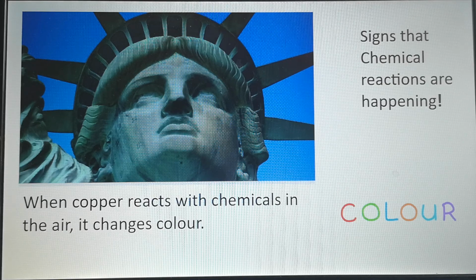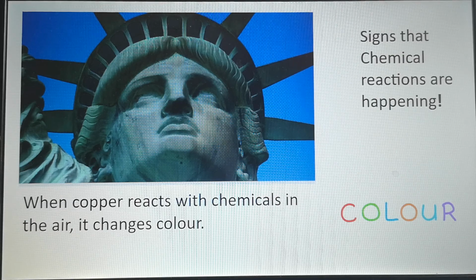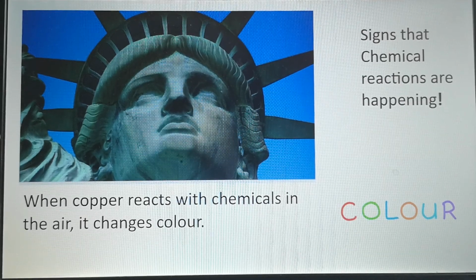Okay, so copper, you know copper, you've seen pictures of copper this half term. Copper is a reddy brown metal. It's the sort of stuff that you see all around the house whenever you have water pipes and things. Those are always copper pipes. Now, this is the Statue of Liberty, and she's made of copper, but you can see she's not reddy brown. And that's because the copper has reacted with chemicals in the air to form a couple of things, including copper carbonate. Okay, and copper carbonate is this green colour. So a sign that a chemical reaction is happening is we have a colour change.